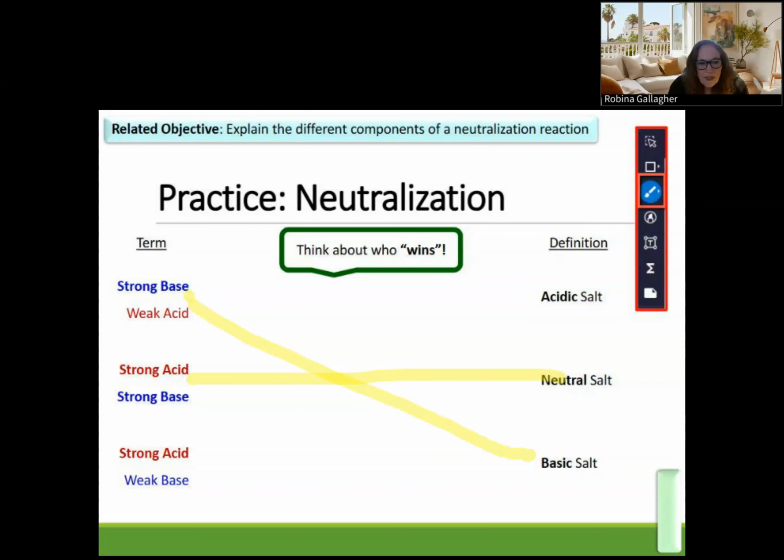Yeah. Neutral salt. A strong base is going to win, and you're going to get a basic salt. And then that strong acid is going to give you an acidic. Yeah, exactly. This is perfect. Thank you, thank you. Okay, I'm going to give you 20 seconds to go ahead and do this question. This is question number 4.